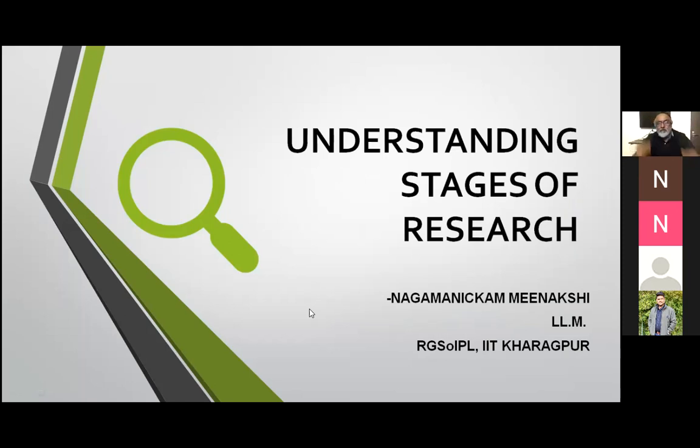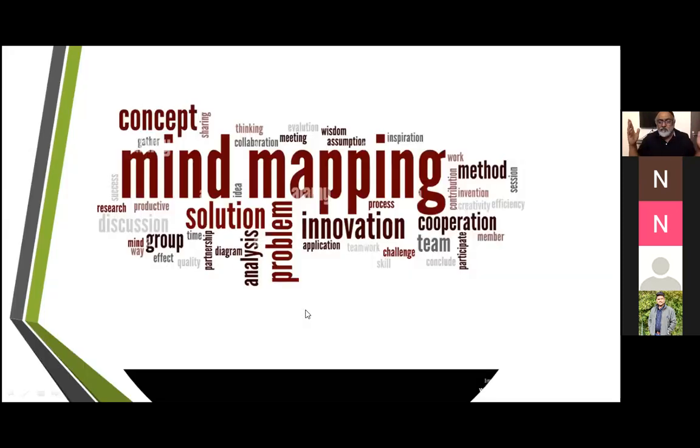Let's begin the topic by understanding what mind mapping is. As we saw yesterday, mind mapping happens throughout the research process. It is not just in the beginning of the research that we do mind mapping. Yesterday we didn't understand this concept clearly because we didn't have any example. So today let's understand with an example.